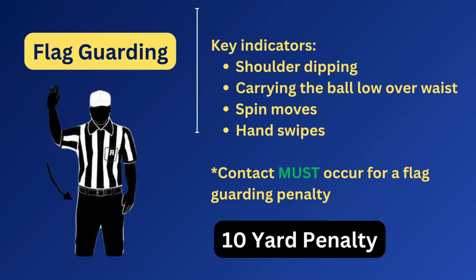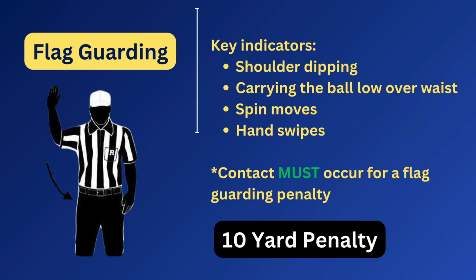Here are some key indicators of potential flag guarding. Shoulder dipping. So our runners that have the football, when they dip their shoulders and make contact with a defender, that could be an indicator we may have flag guarding, because that contact created by the offensive player or the runner is preventing the defender from getting the flag belt.